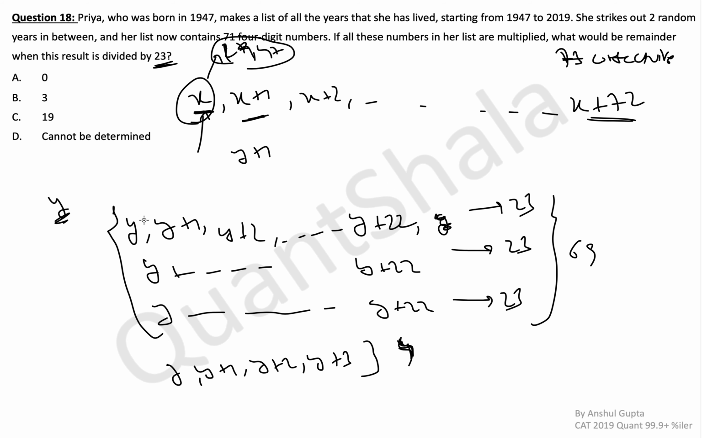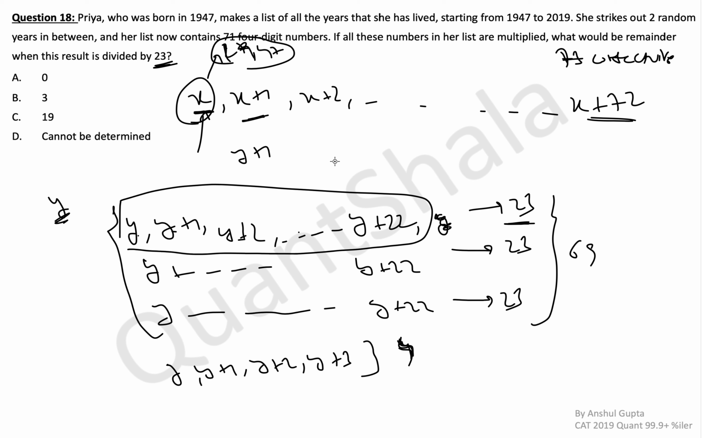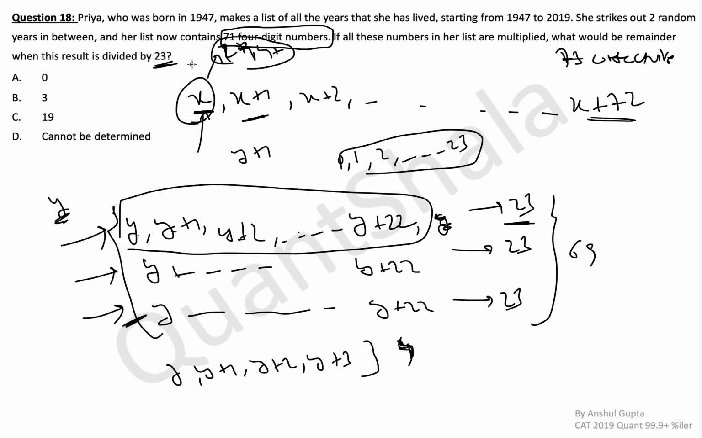That means if you are taking the remainder with 23, all the remainders from 0 to 22 are contained here. Because there are 23 numbers, all the remainders of these numbers with 23 will be unique. That means one of these will be 0, one of these will be 1, one of these will be 2, and so on. So there are at least 3 numbers in this complete list of 73 numbers that are divisible by 23. Even in the worst case, if you strike out 2 of them, the third one is still left. That means in the list of 71 4-digit numbers, there is at least one number which is divisible by 23. So when you multiply all those and take the remainder by 23, the remainder will be 0.